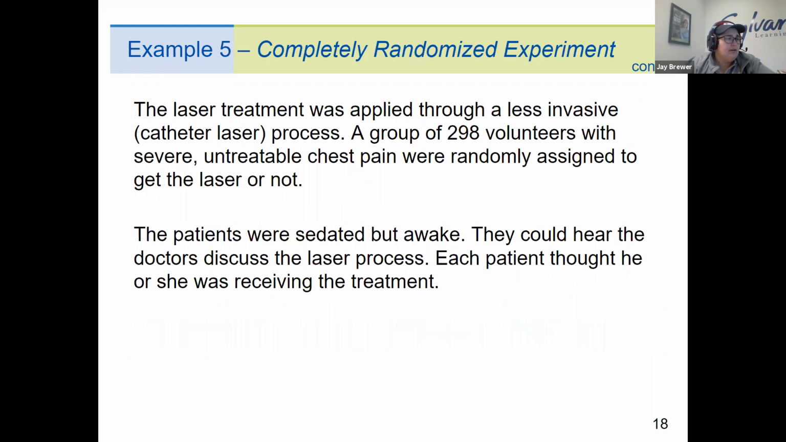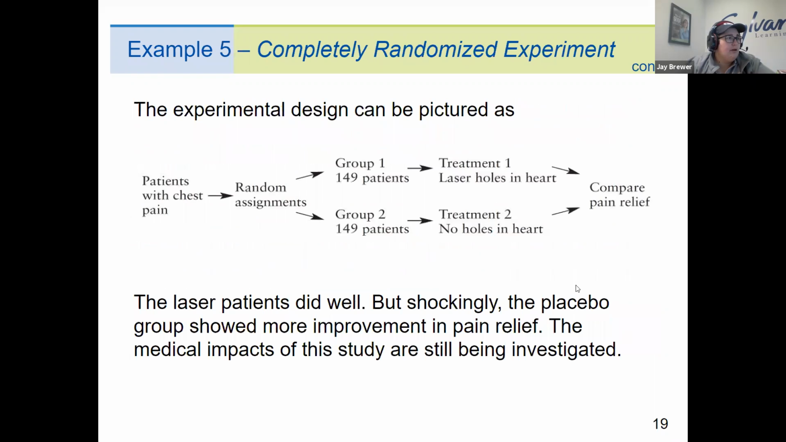I think my example was good enough. I don't think we need to go through and read that. We can take a quick look at this little chart here. So we start with patients with chest pain. They're randomly assigned. Notice the groups are identical, 149 and 149. Why they wouldn't do 150 and 150 to make things nice, I have no idea.